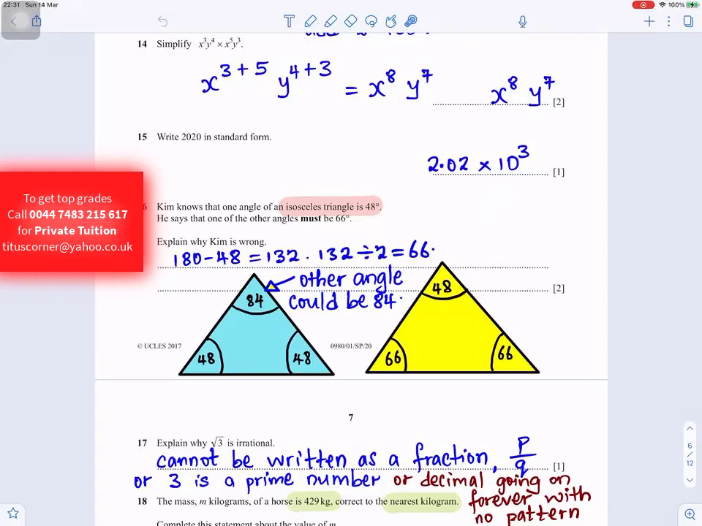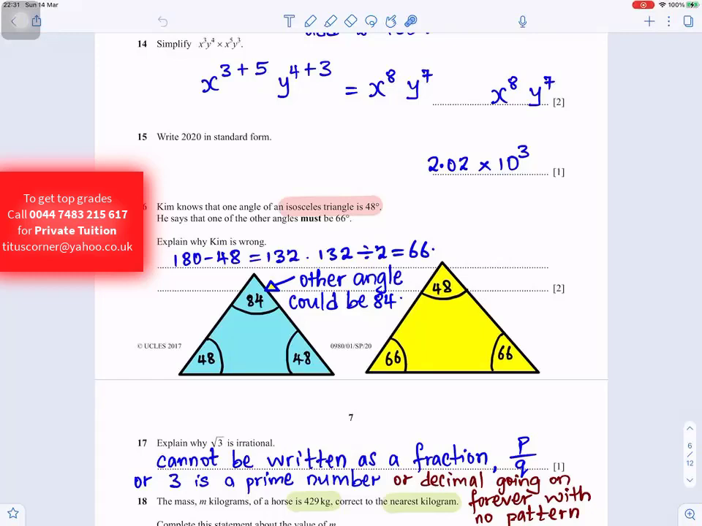But I've shown 2 different triangles there. One is yellow, where you get 66 degrees. And you can also get the option where one of the angles is 48, the other one is 48, and you get 84 degrees. So that's another option. So you can get another angle, which is 84 degrees.